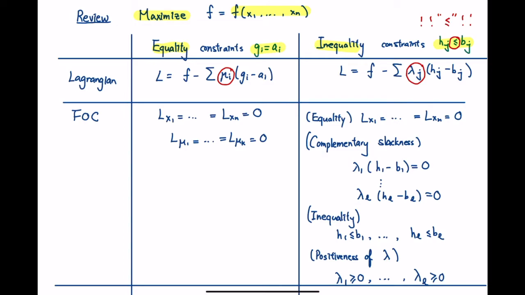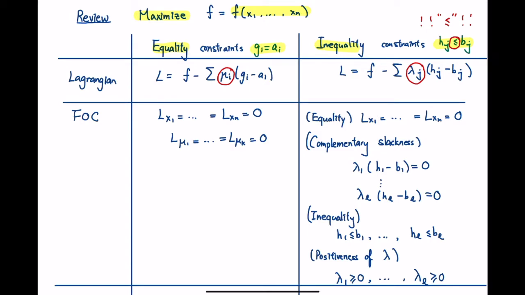However, the situation for inequality constraints will be much more complicated. Firstly, you only differentiate L with respect to x_1 up to x_n, okay? No lambda at all. But how about the lambdas? The lambdas, you will replace them by the so-called complementary slackness condition. That is given by lambda_j times (h_j minus b_j) equals 0 for every single j. And this is called complementary slackness. And last week, I gave you the motivation of why this should be true.